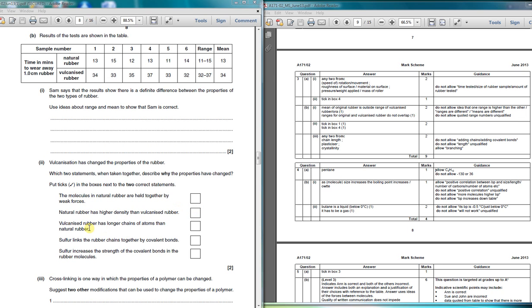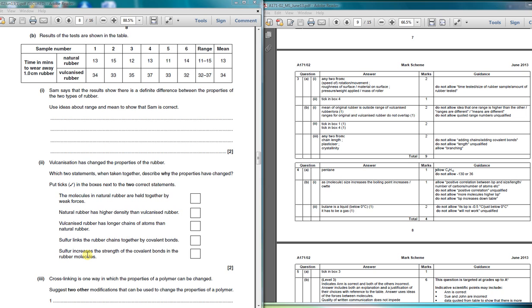Vulcanized rubber has longer chains of atoms than natural rubber. Well, we should be able to remember that vulcanization is adding these sulfur cross-links, so you're adding the links between the polymer chains, so that it does not make any difference to the length of the chain. Sulfur links the rubber chains together by covalent bonds. It sounds pretty sensible, and sulfur increases the strength of the covalent bonds between the rubber molecules.